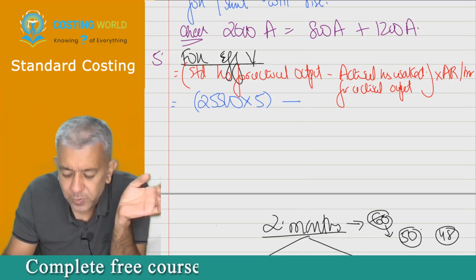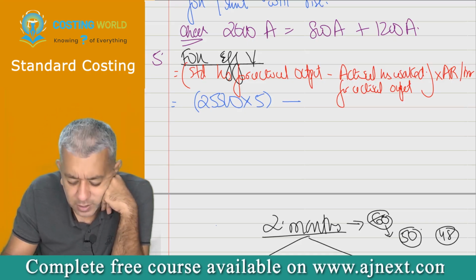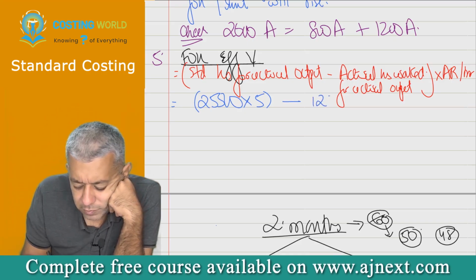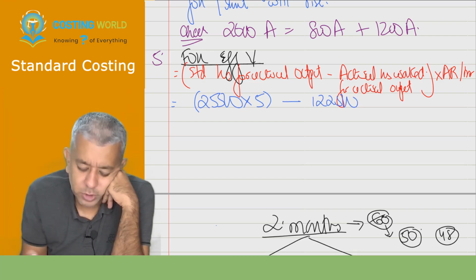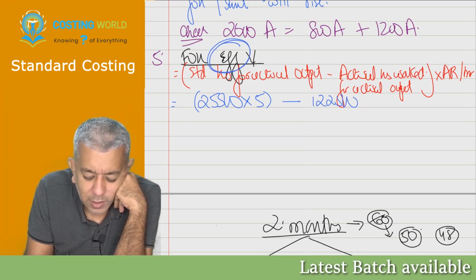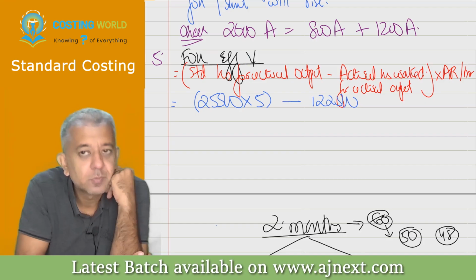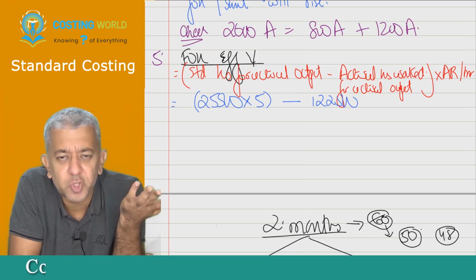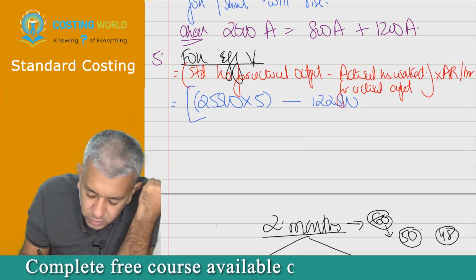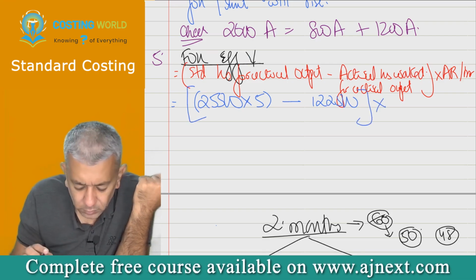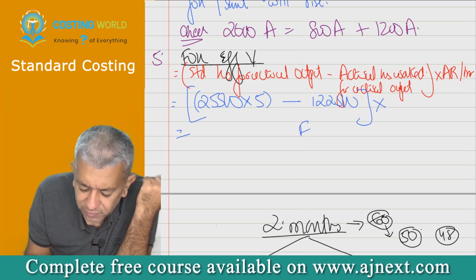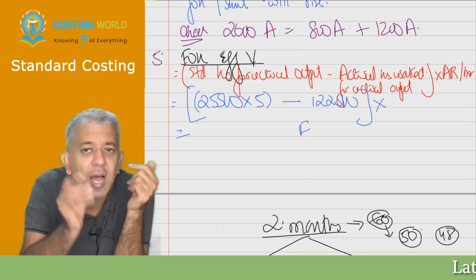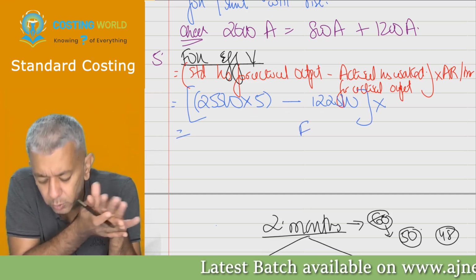Now tell me, how many hours did workers take in reality? 122,500. I have only one question: are workers efficient? Yes, they are completing the job faster, so they are efficient and the variance will be favorable. But can you say this difference is in hours? No. You convert it into rupees.